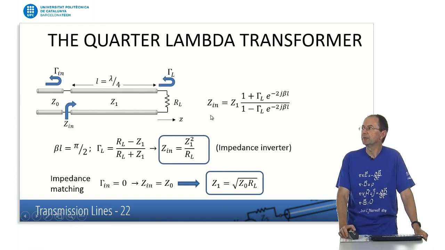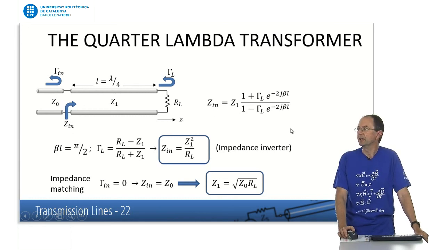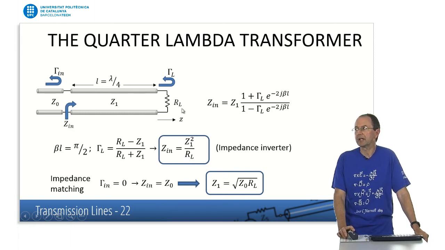Let's see what happens. If we calculate the input impedance at the beginning of the line, we obtain this expression. And then, for the particular case when the length of the line is lambda divided by 4, the input impedance is this very simple expression which relates the characteristic impedance of the line and the termination resistance at the output port of the line. So what you see here is the input impedance is inverted. We have this constant, but forget the constant for a moment. It is inversely proportional to the output impedance.